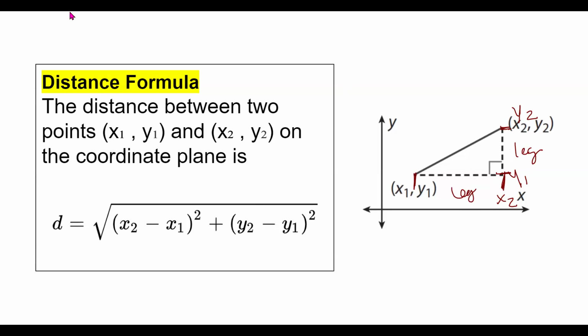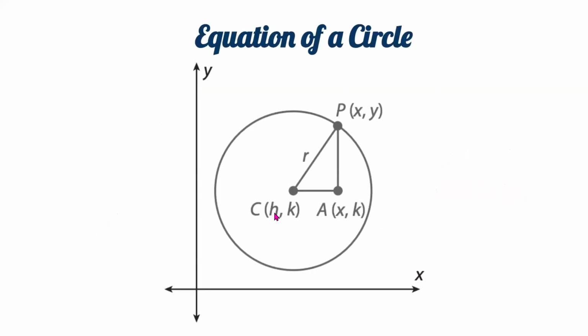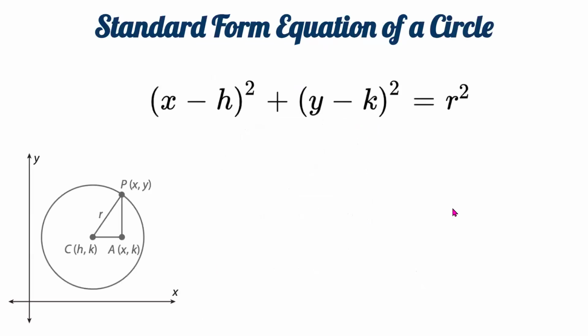So that brings us up now to the equation of a circle. Instead of using the x1, x2, we're going to use (h, k) as our center, and the other existing point that is perpendicular to the point existing on the circle as (x, k), and the other point as (x, y). And we're going to figure out what the equation is. So with that said, let's copy this one down. Standard form of the equation of a circle.